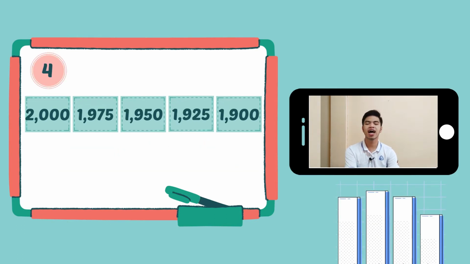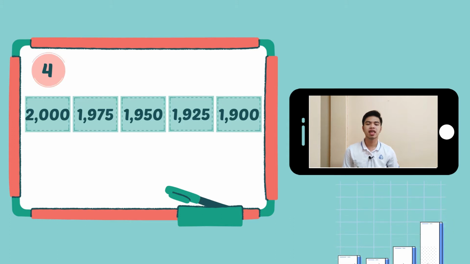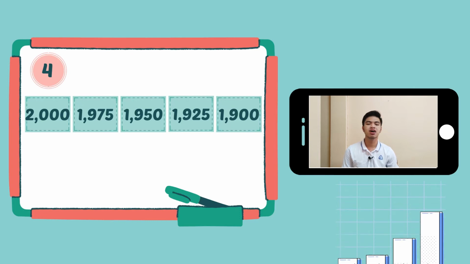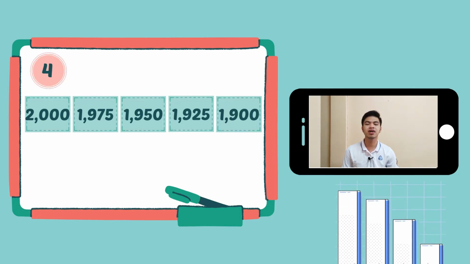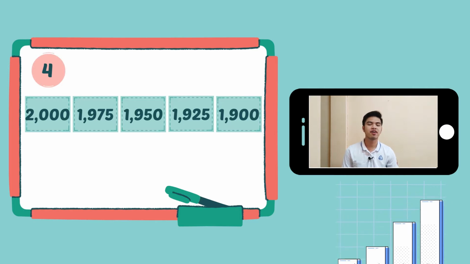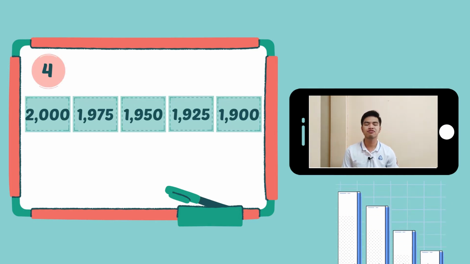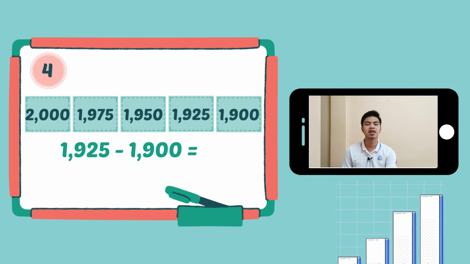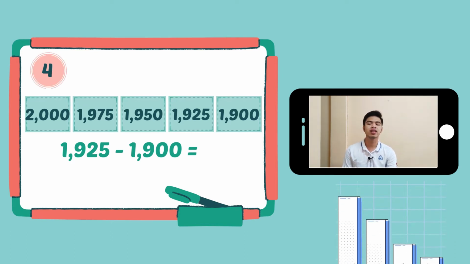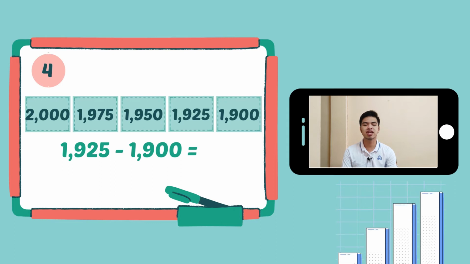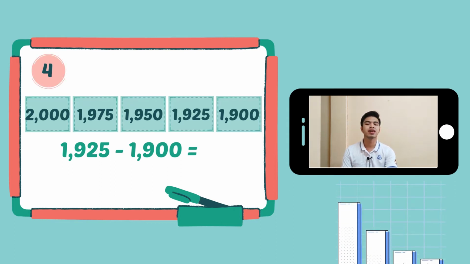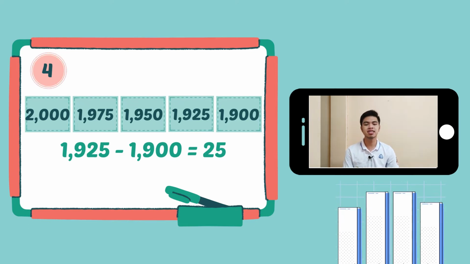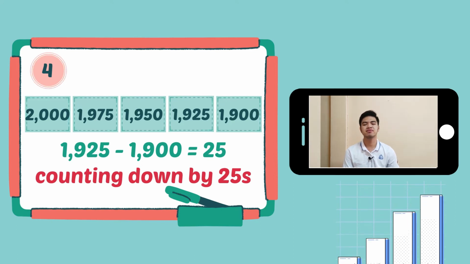For the number 4, we have the numbers 2,000, 1,975, 1,950, 1,925, and 1,900. So to find out the counting down relationship, we have to subtract two numbers. So we have here 1,925 and 1,900. So 1,925 minus 1,900 is equal to 25. Therefore, the counting down relationship of this pattern is counting down by 25s.